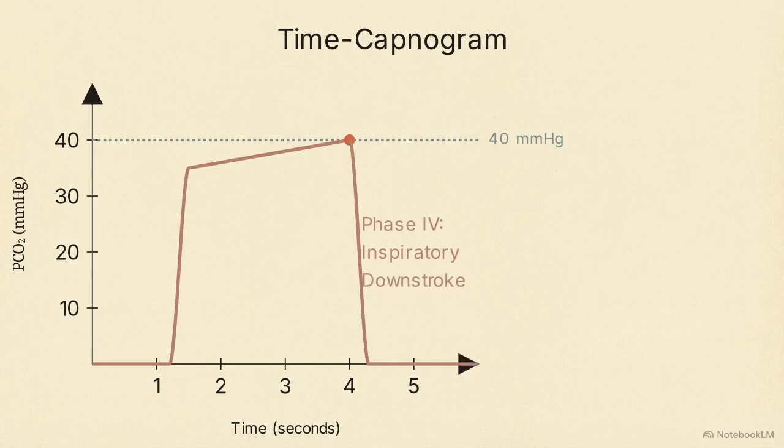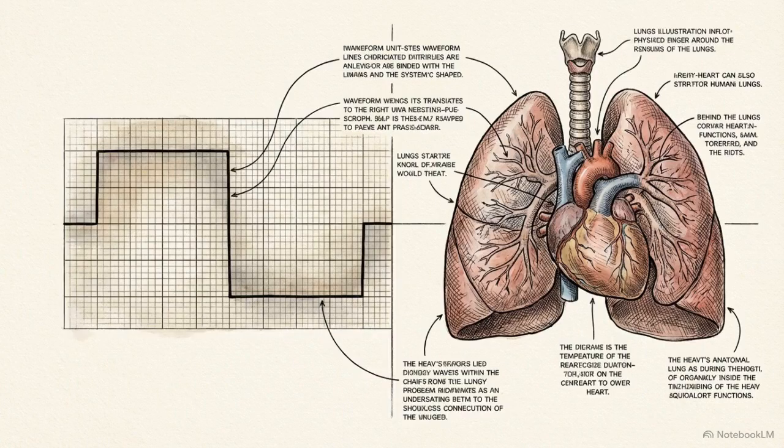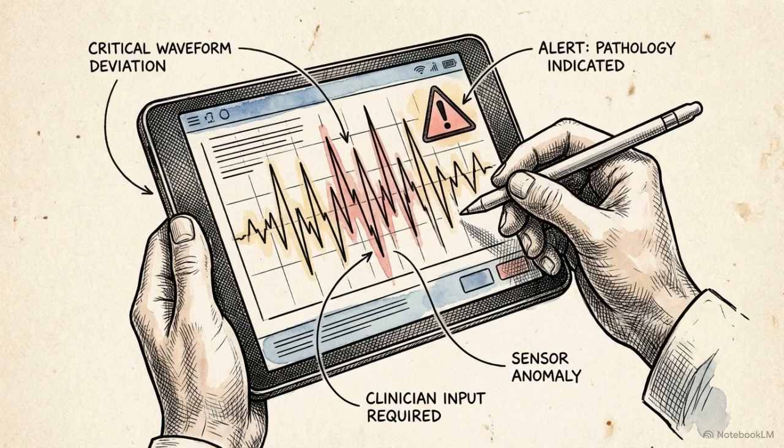Phase 4 represents inspiration. Fresh CO2-free gas rushes into the lungs, causing the reading to drop sharply back to the zero baseline. This square waveform acts as a chronological record of the respiratory tract emptying in sequence. Because this geometry is tied to exact physiological constants, any change in the shape or height of the waveform can be used to diagnose specific clinical pathologies.